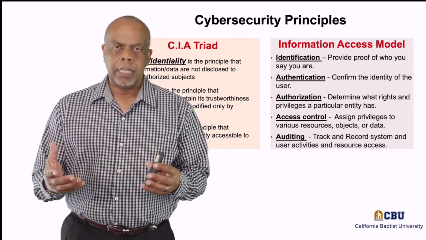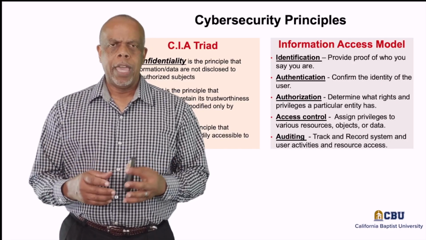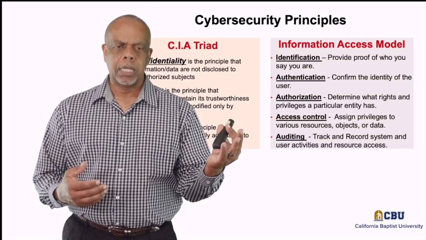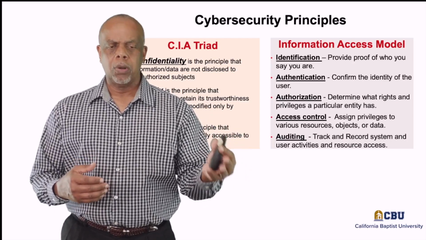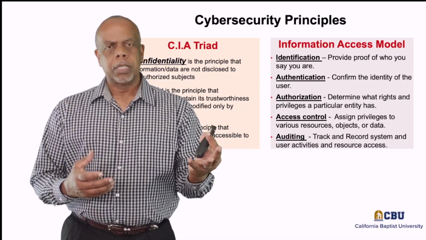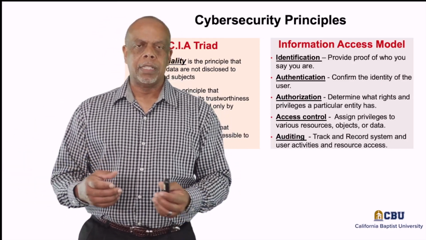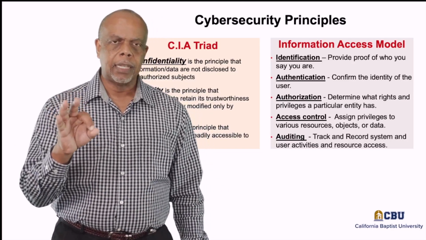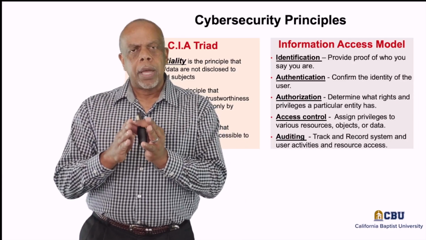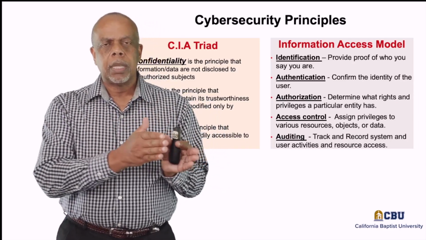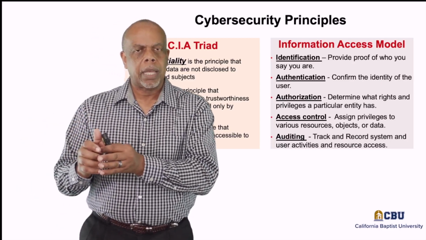I'm going to give you the textbook definition. First, we have a subject, which is an active entity, which could be a computer or it could be a human, and that subject is trying to get to an object. An object is a passive entity, like, for instance, a piece of data in a database. So we're trying to be sure that that subject only accesses objects that they're authorized to access.